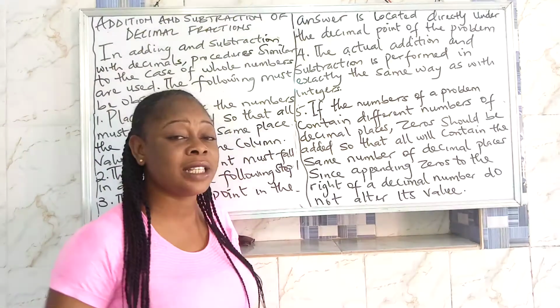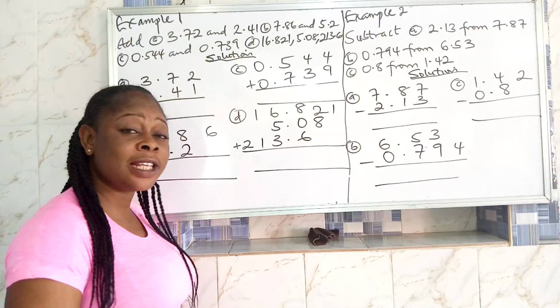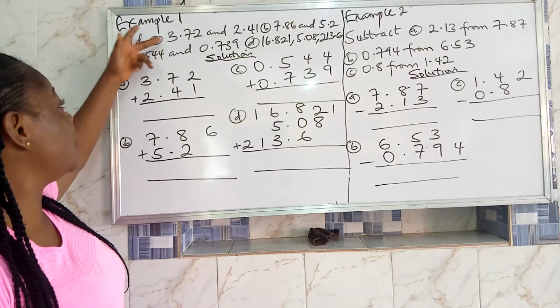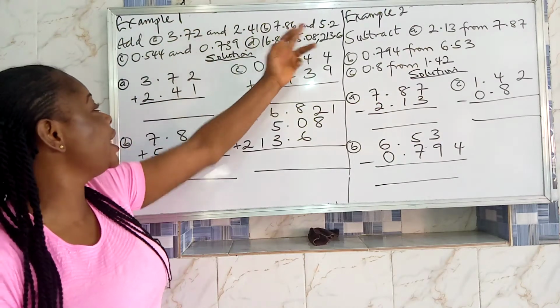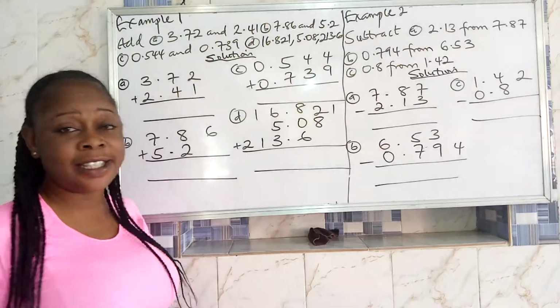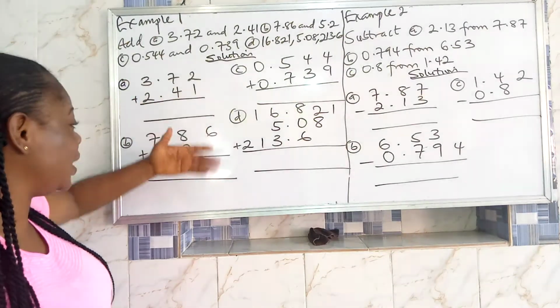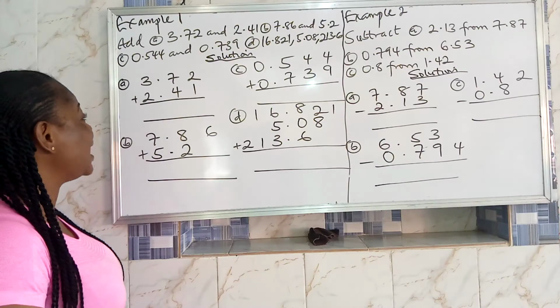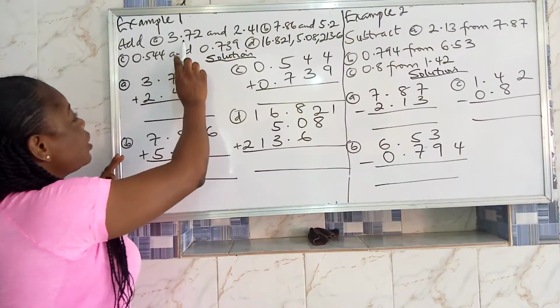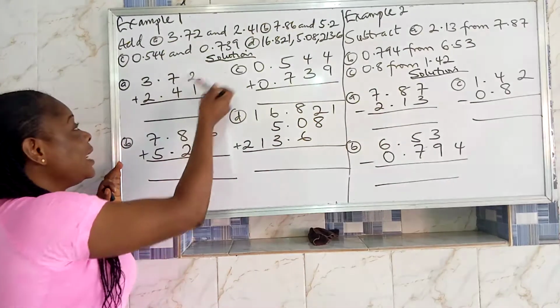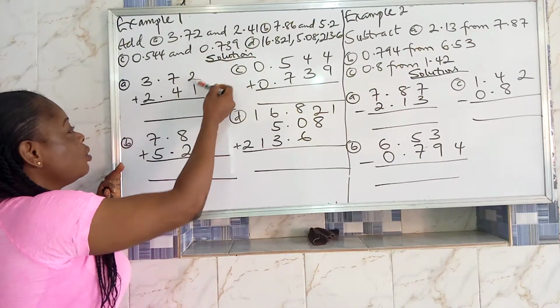So now let's solve some examples. Now let's solve this example together. Example 1. We're given these to add: this question is A, this is B, this is C, and this is D. I've arranged the first question from A to D already. But there's something I want you to take note of. This one is 2 decimal places, this one 2 decimal places. So you can see that I arranged this under this. So now let's start to add.